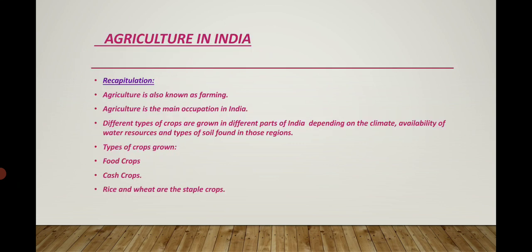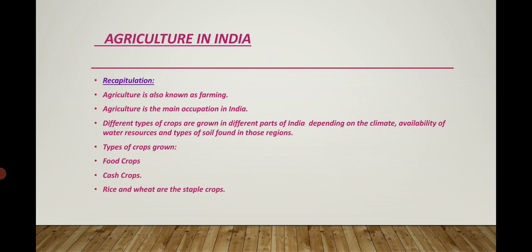So, first, before beginning the class, let's quickly recapitulate whatever we had learned in our last class. In our last class, we had discussed the following topics. Agriculture is also known as farming. Agriculture is the main occupation in India. Different types of crops are grown in different parts of India depending on the climate, availability of water resources, and types of soil found in those regions. So, these are the factors for the growing of the crops.